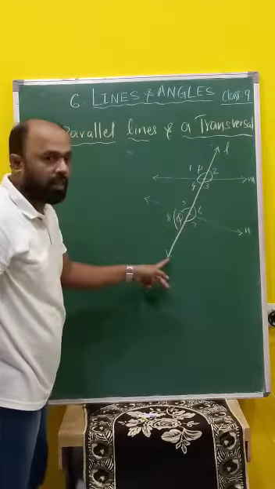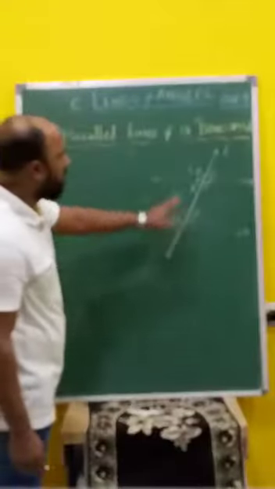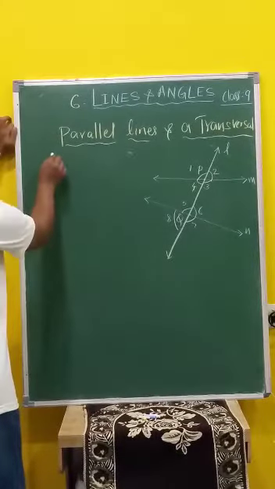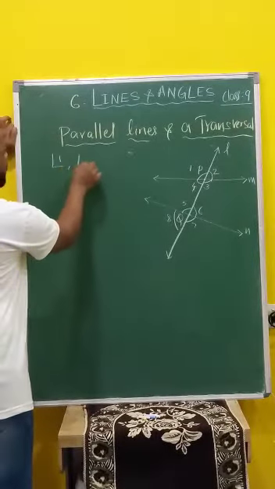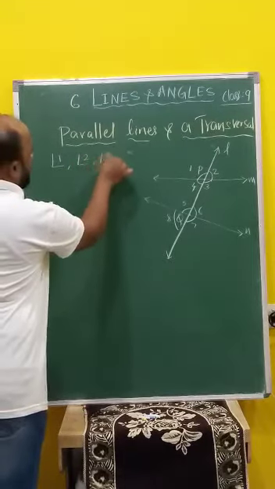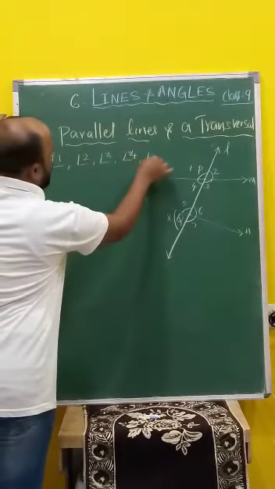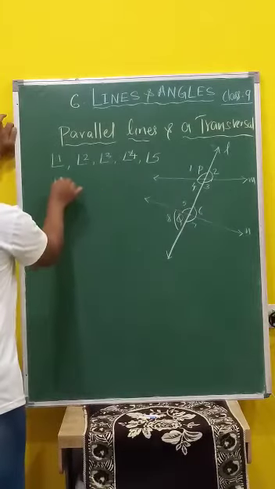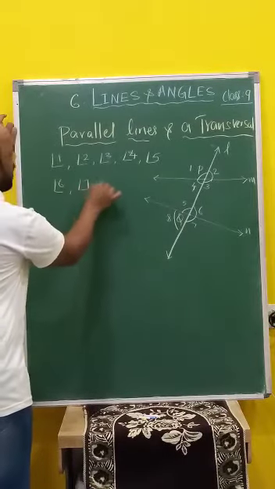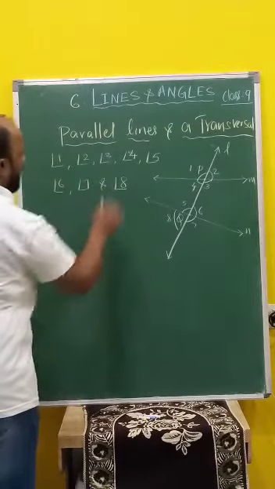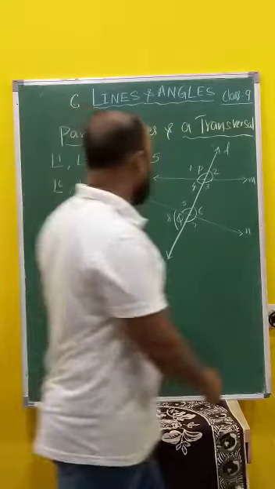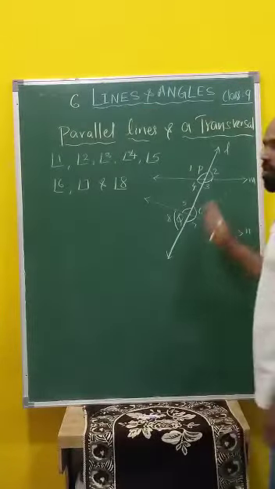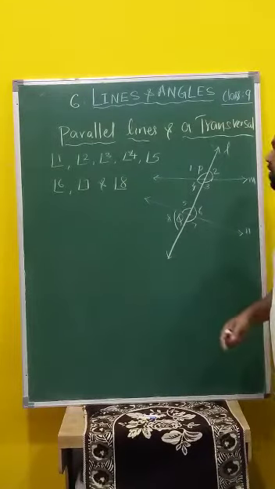What are the angles here? A total of 8 angles are formed. Those names I'll write here: angle 1, angle 2, angle 3, angle 4, angle 5, angle 6, angle 7 and angle 8. Clear, children? A total of 8 angles are formed.